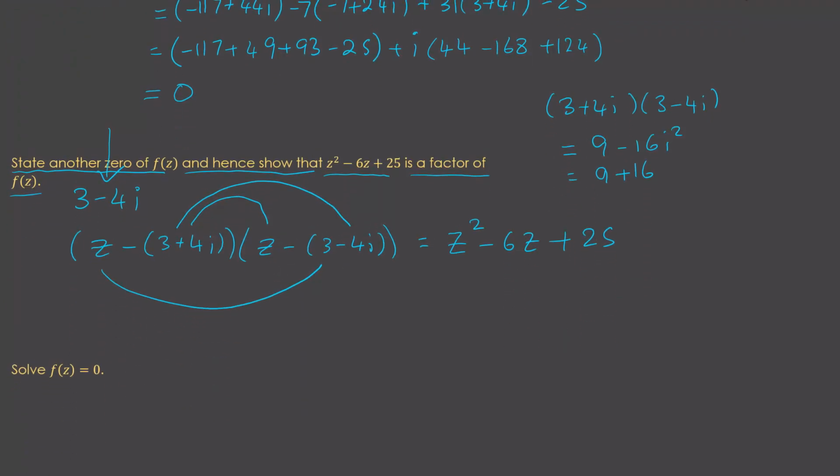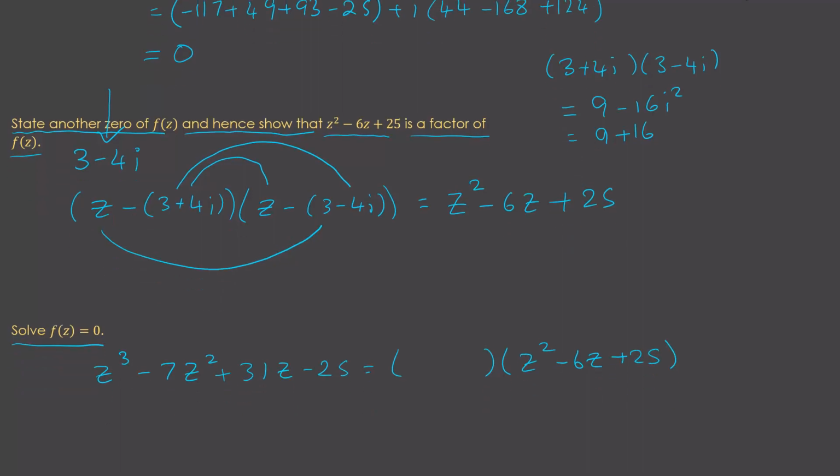Hence we want to solve f of z equal to 0. Well, f of z, so what we're solving is z cubed minus 7z squared plus 31z take away 25. That's going to be equal to some linear factor multiplied by this quadratic factor. Now, to get a single z cubed here, this linear factor must start with just z. We've got negative 25 here and positive 25 here, so we must need minus 1.